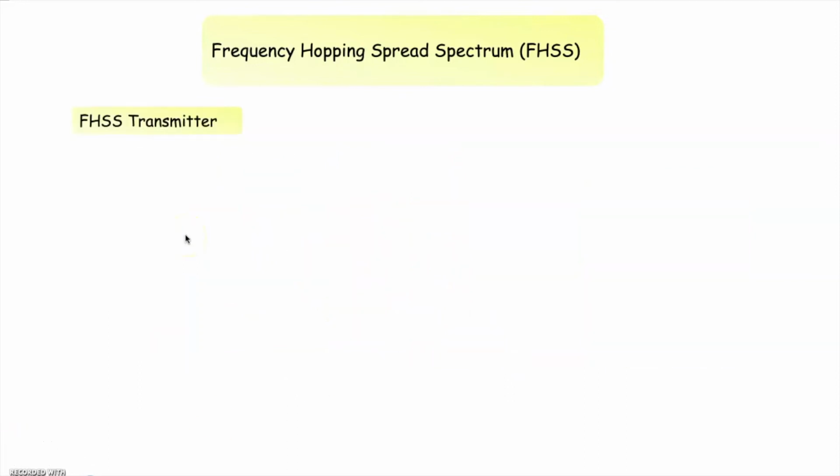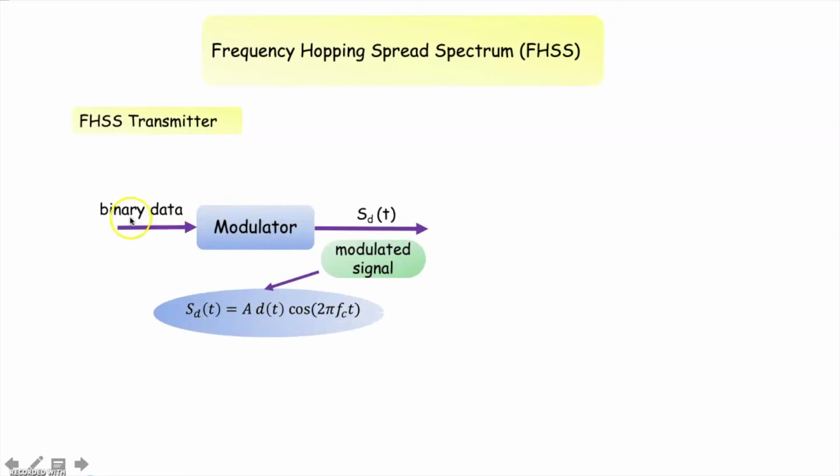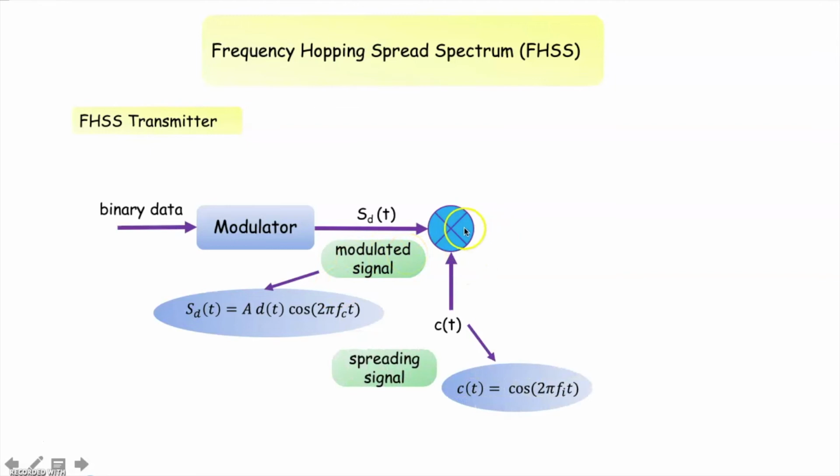Now let us discuss the transmission and reception of frequency hopping spread spectrum signals. In the transmitter side, initially the binary data are fed to a BPSK or FSK modulator. Here, let us consider a BPSK modulated signal. This signal will be multiplied with a spreading signal given as cosine of 2 pi Fi t, where Fi is the frequency of the ith hop.